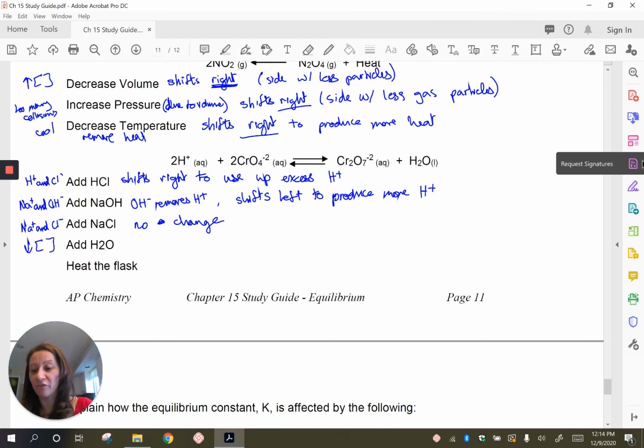So which way would you shift? If your concentration is lower, you're going to shift to the side that has more particles. And so let's look at the particles here. I have 4 particles here, 4 ions. Here I only have 2 particles, and one of them is just an ion. So it's going to shift to the left because it has more particles on the left side.